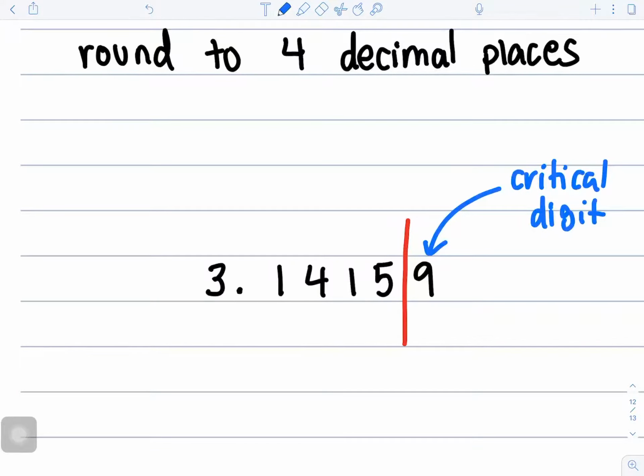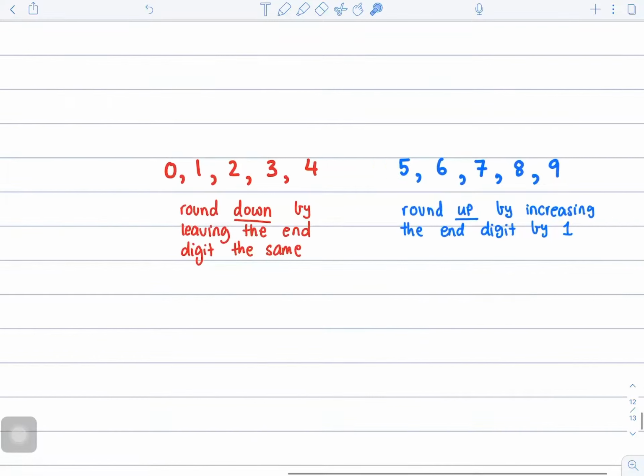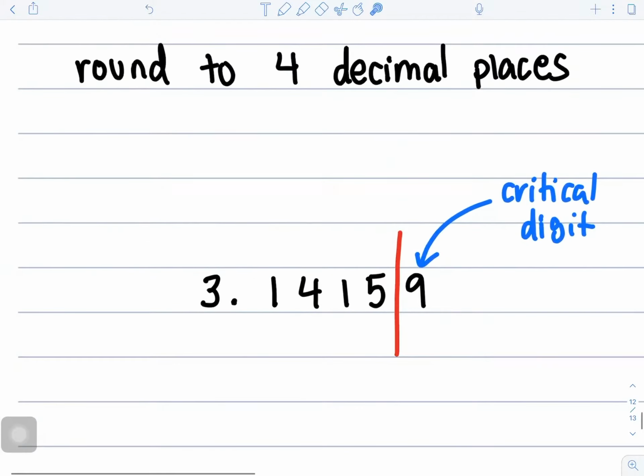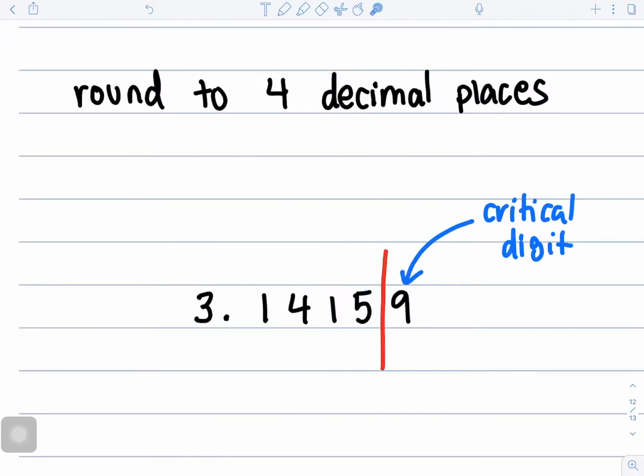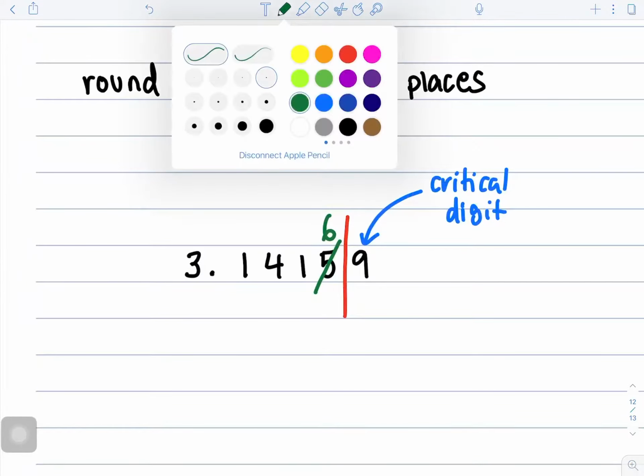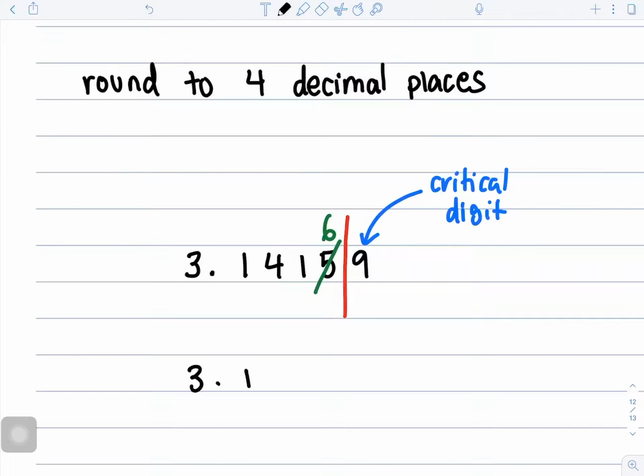Since our critical digit is 9, are we going to round up or round down? Let's have a look. Since it's 9, we're going to round up by increasing the end digit by 1. In this case, our end digit is 5 because it's right before the cutoff point. So we're going to increase that by 1, so it becomes a 6. When we rewrite that, we write 3.1416. And that's our answer.